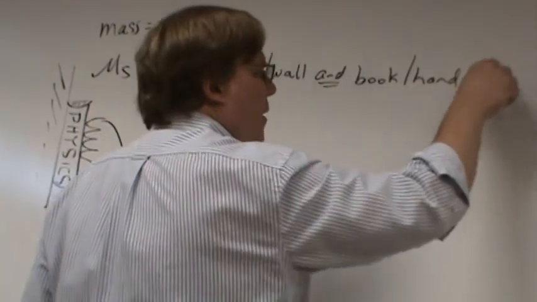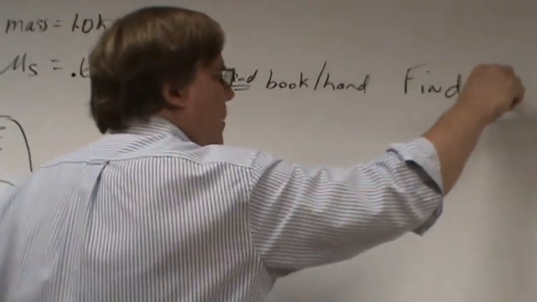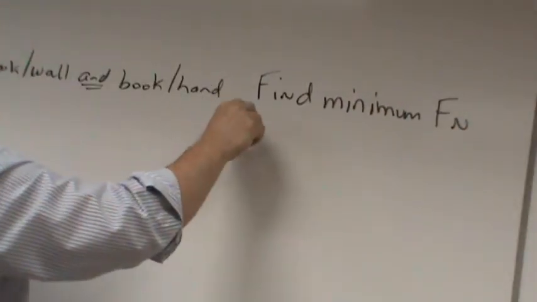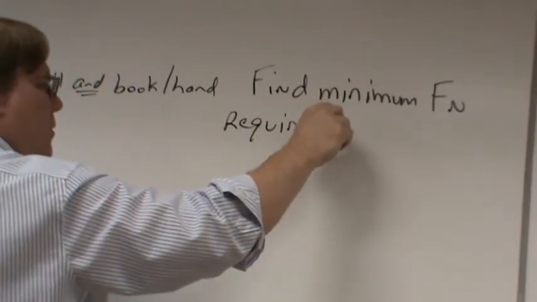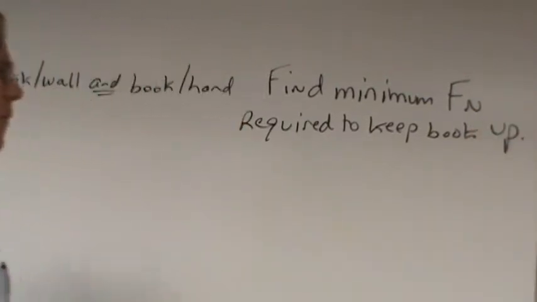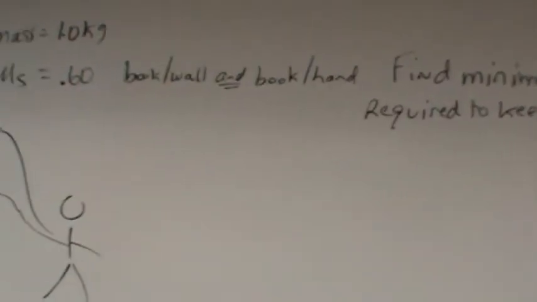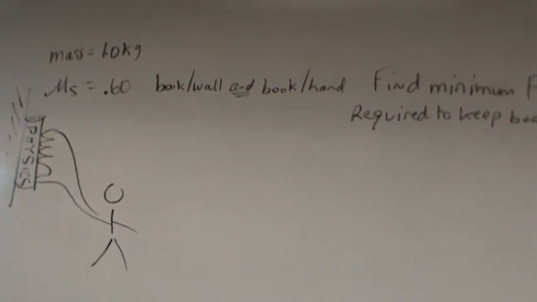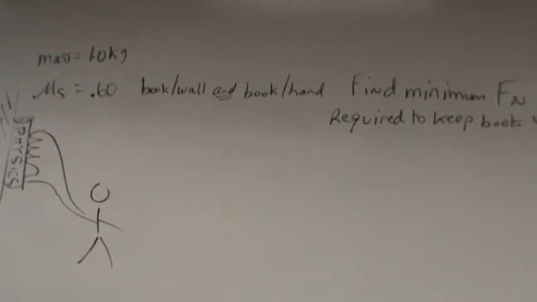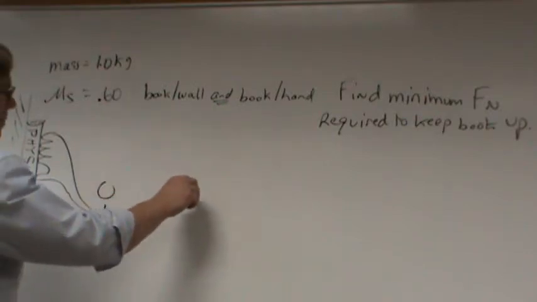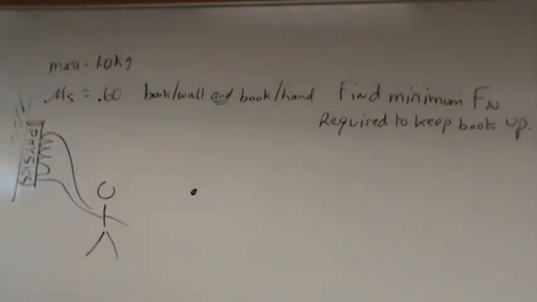And the question is, find the minimum normal force required to keep the book up. Find the minimum force that my hand has to exert on the book in order to keep the book up. This is a problem where doing a good free body diagram will just save you. Here's the book. Remember, we're doing a free body diagram of the book.